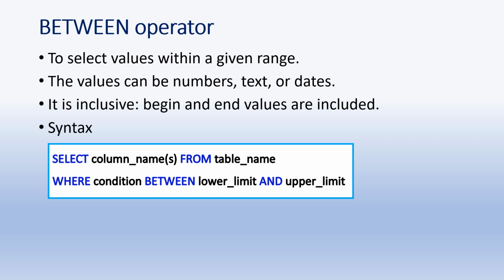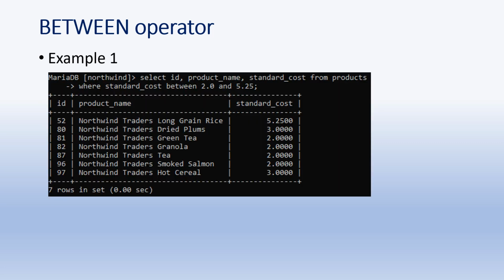So the syntax will be select column names from table name where condition is between lower limit and upper limit. This is the example that we can use. Make sure you go to the Snowfin database and then you select ID, product name, standard cost from product, and where standard cost is between 2.0 and 5.25.